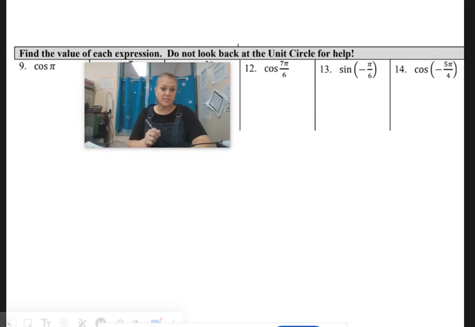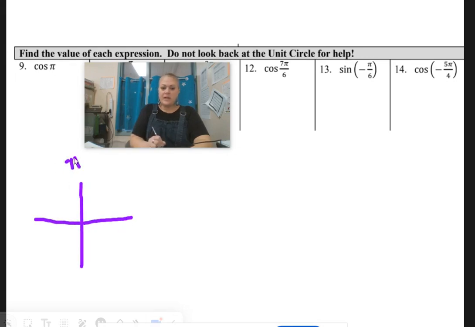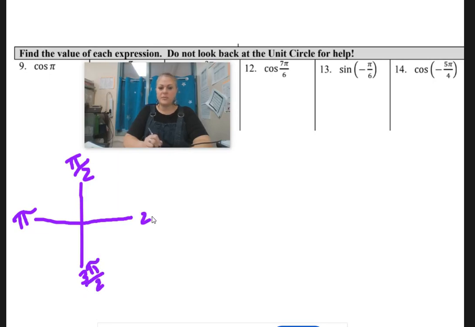For these three problems, we're still trying to find the value of each of these expressions. So I'm going to get that unit circle skeleton put in here. Pi over 2, pi, 3/2 pi, and then 2 pi. Hopefully you remember your special right triangle properties.